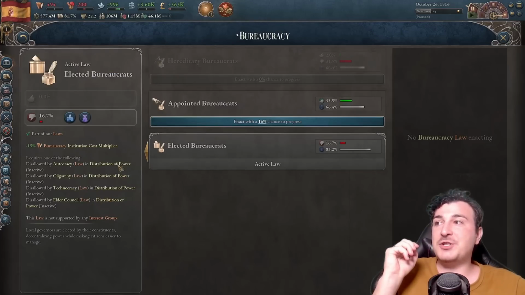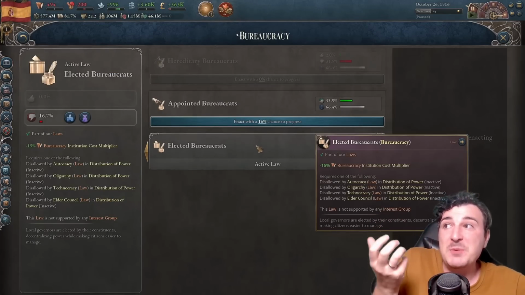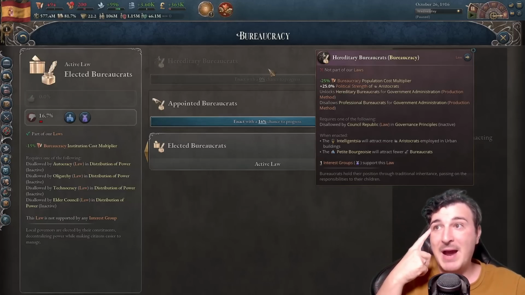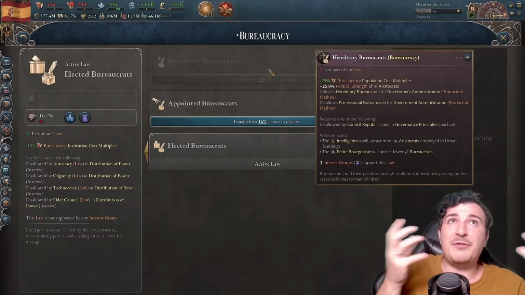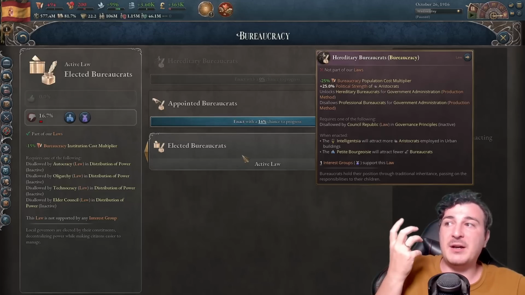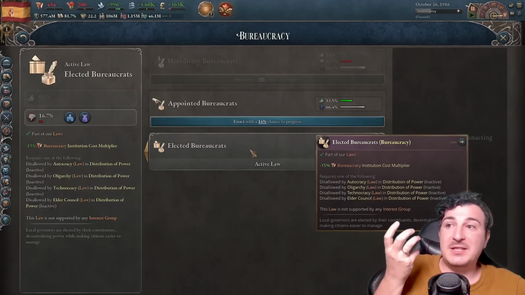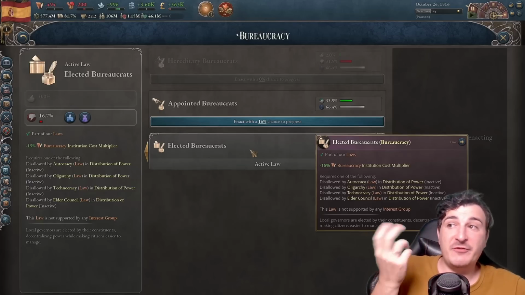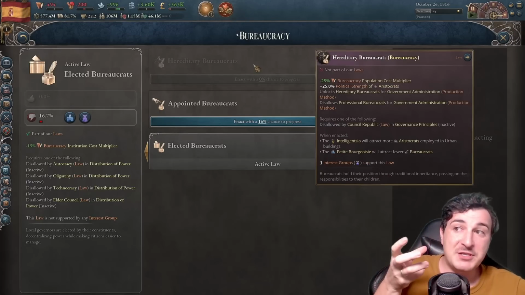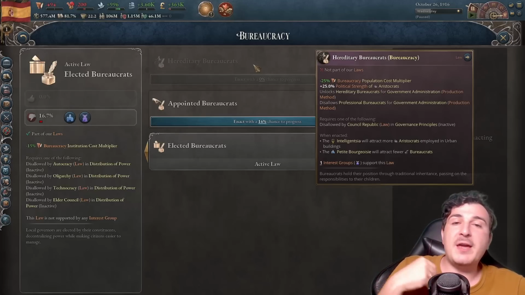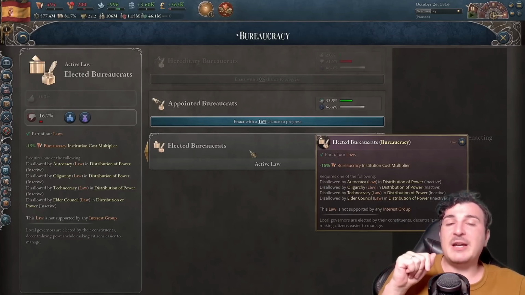So our legislation right now is elected bureaucrats, which makes the institution 15% cheaper. If we had hereditary bureaucrats, it would make the population cost 25% cheaper. So that would be like 1,000 cheaper, but the elected bureaucrats offers us 4,000 discount to bureaucracy, which is significantly more. Plus, it does not have the political strength for the aristocrats, and you want to take as much away of the political strength that the aristocrats have and distribute it to the other population if possible.